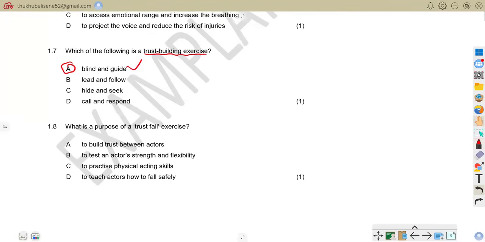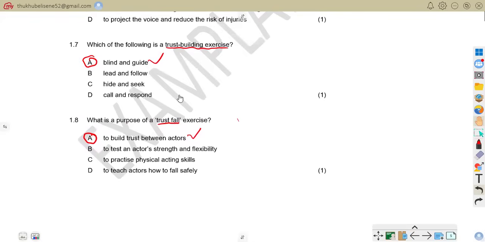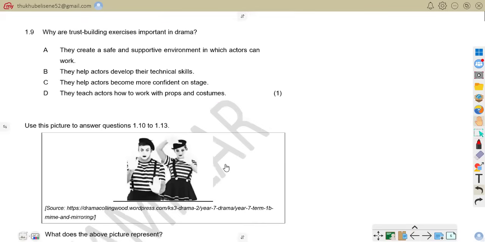Now coming to 1.8. What is the purpose of trust fall exercises? We're given four options, and the correct answer there is A, to build trust between actors. That is the purpose of trust fall exercises. That is why they go through those exercises. That is where we build that relationship, trust and loyalty among these actors. So now let us move on.